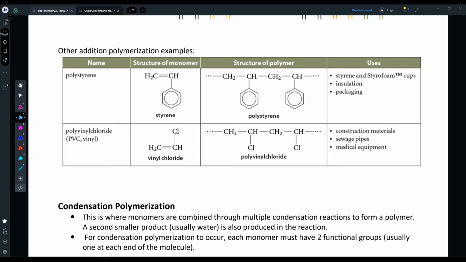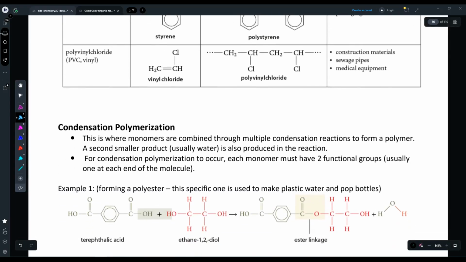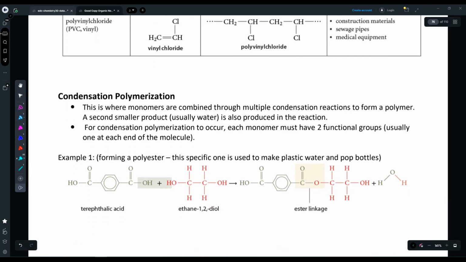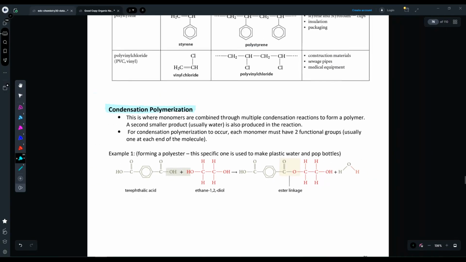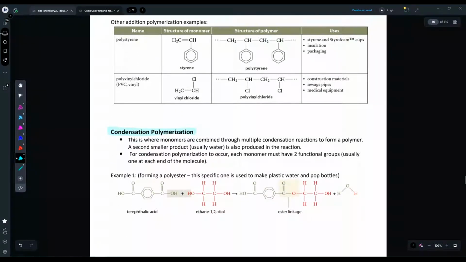Another example of a polymer formed by addition polymerization is PVC, or polyvinyl chloride. The monomer is this, and as you can see, this is the polymer. We use PVC pipes in construction materials, sewage pipes, as well as medical equipment. You should know these different types of reactions.